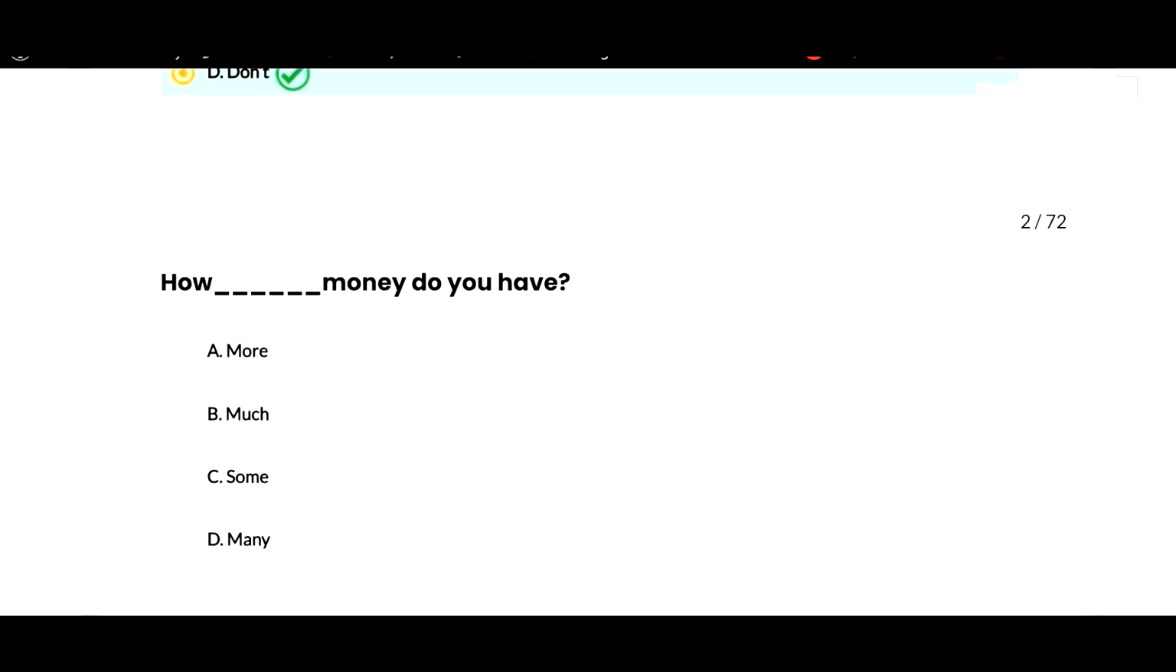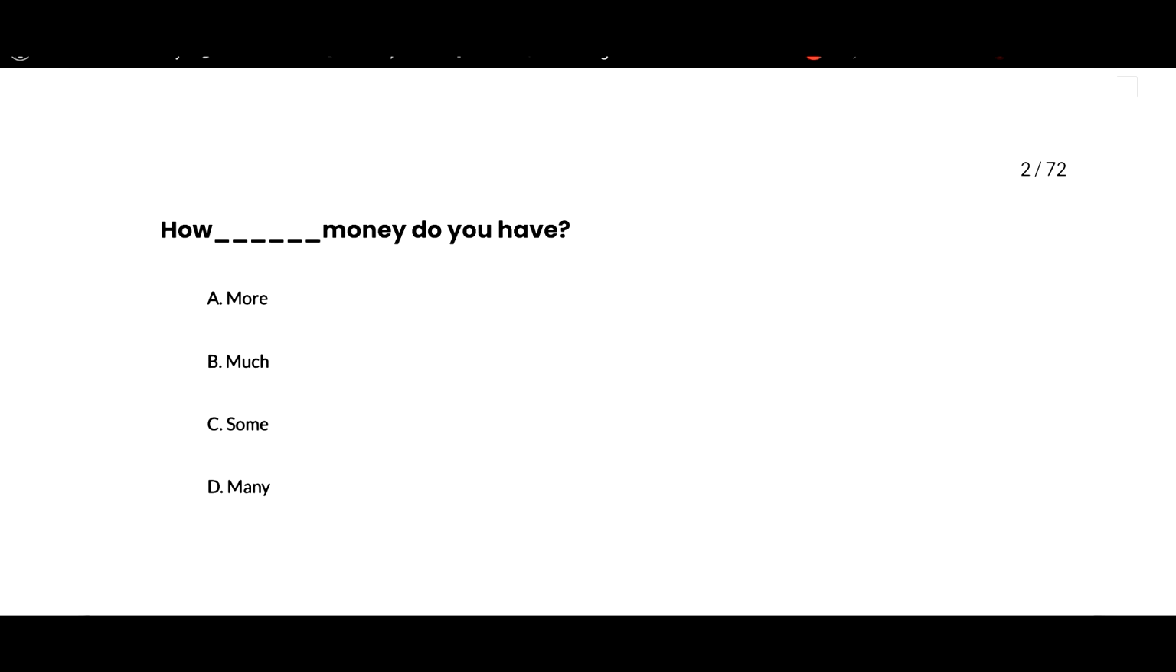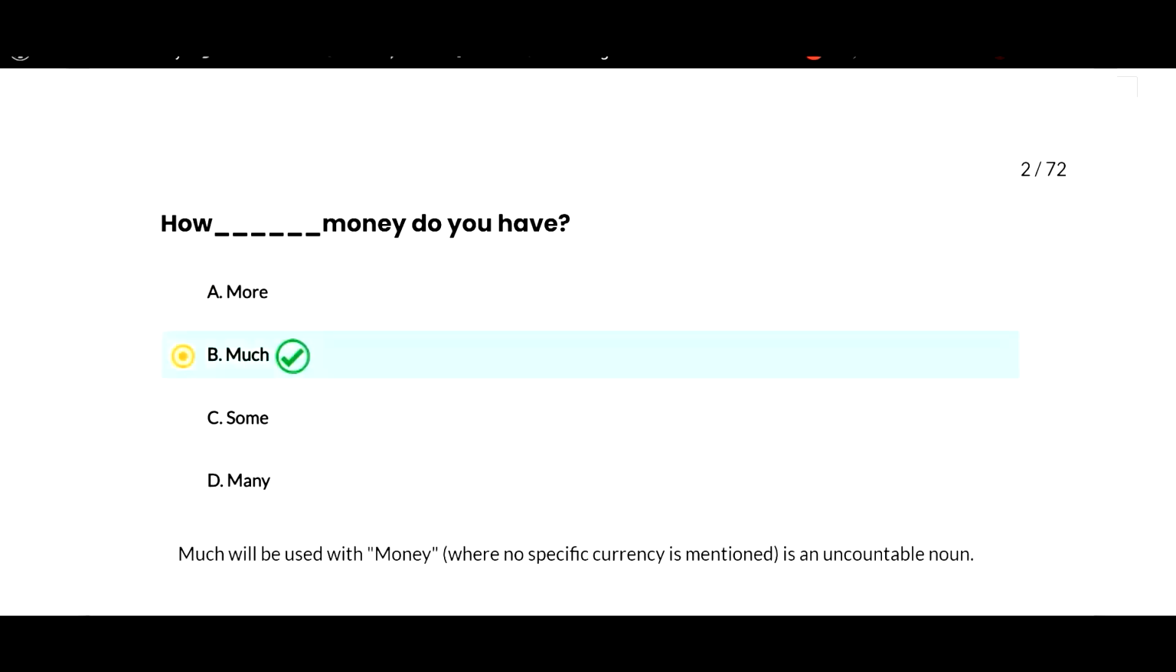The next is: how dash money do you have? For money the correct word will be much. How much money do you have? So here B option is correct.